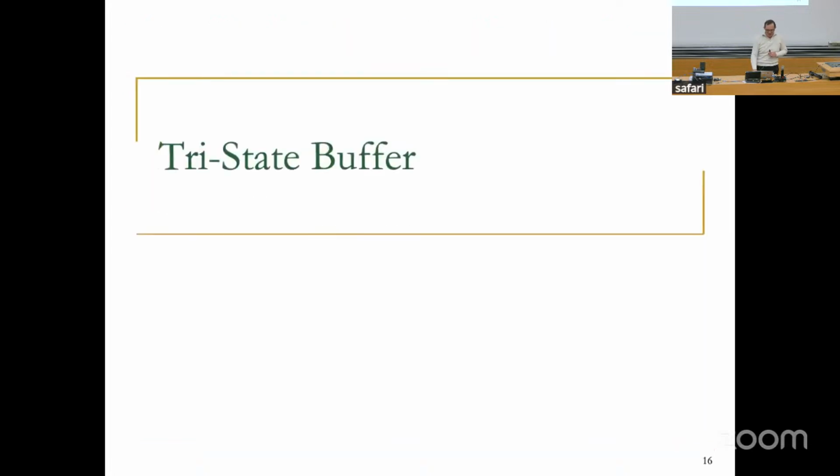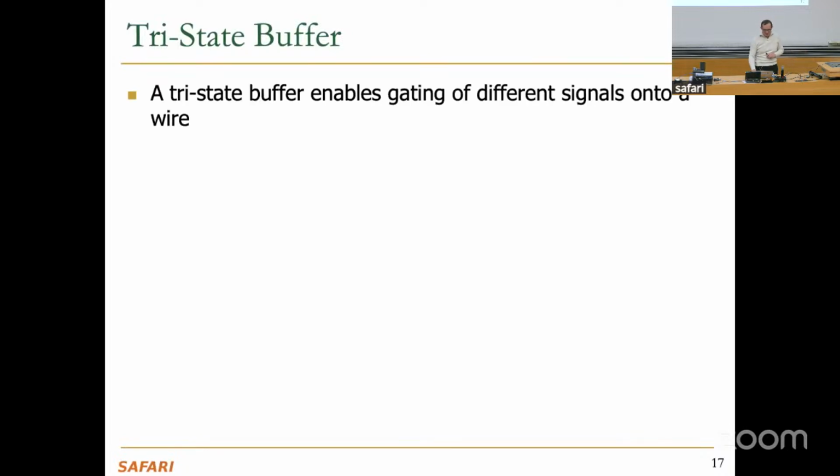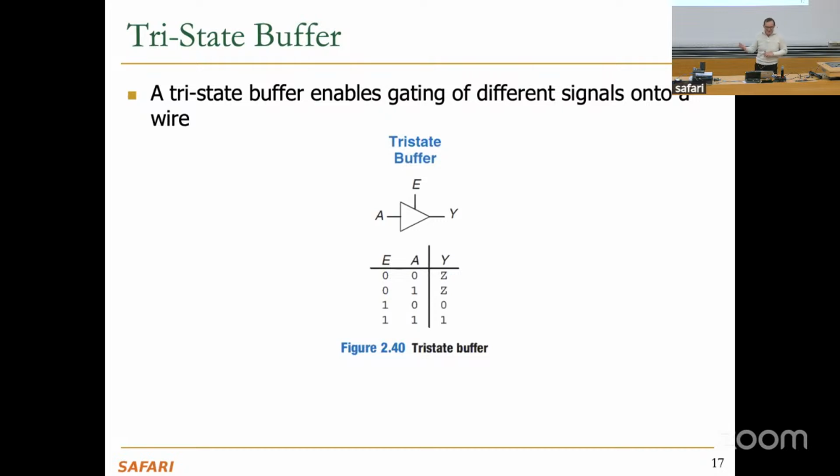I'm going to show you a couple more things that will be useful later. One is the tri-state buffer. This is an interesting thing because it enables gating of different signals into a wire. I actually told you that very briefly in an earlier lecture. It looks like this. It's one of the simplest structures.